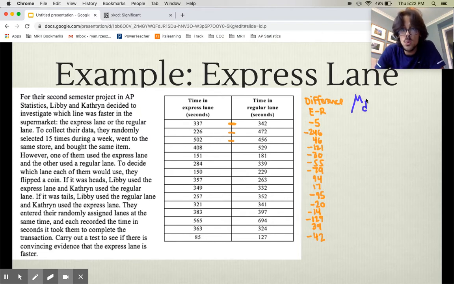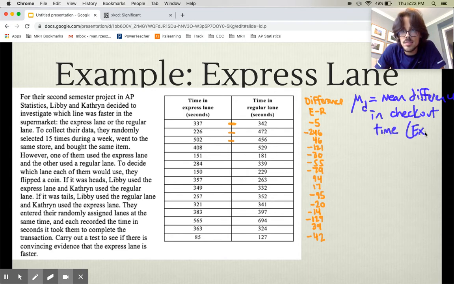So mu sub D is going to represent the mean difference in checkout time. And that was express minus regular. And then we're going to conduct a significance test because these girls' whole goal was to see if on average the express actually is faster.